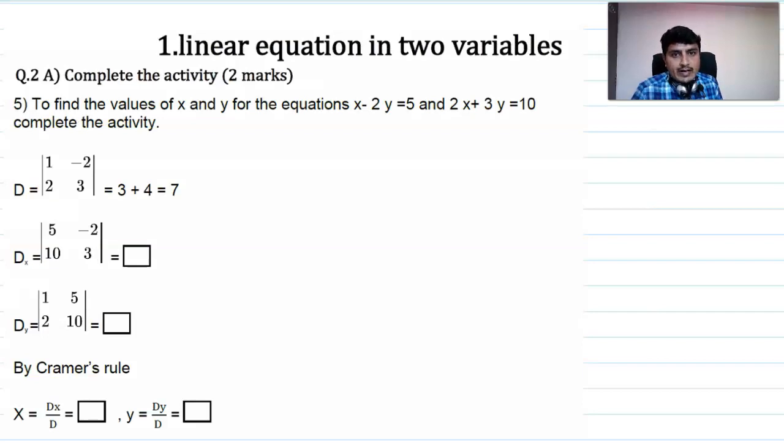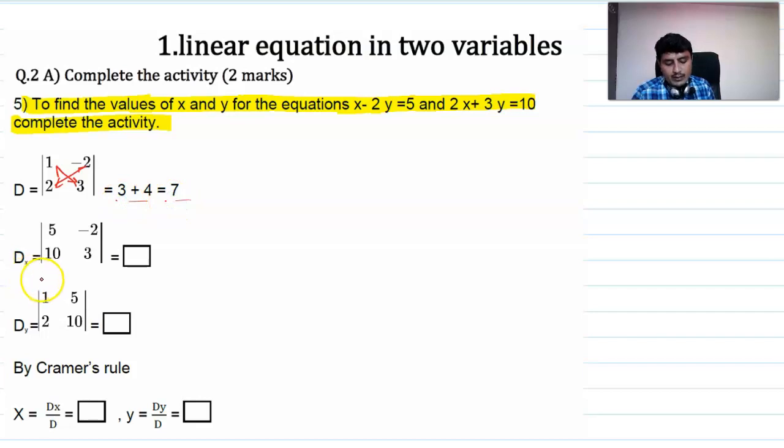Now look at the next and last activity we have been given, to find the value of x and y for the equations x minus 2y equals 5 and 2x plus 3y equals 10. Complete the activity. That means here we have been given Cramer's rule. So what is the value of D? D consists of the coefficients of variables x and y from both equations, like 1 and minus 2, 2 and 3 are the elements under D. So the first diagonal elements' multiplication, 3 1s are 3. Minus the second diagonal elements' multiplication, 2 2s are 4, but minus of 4. So we have minus minus plus, 3 plus 4, we have here 7.